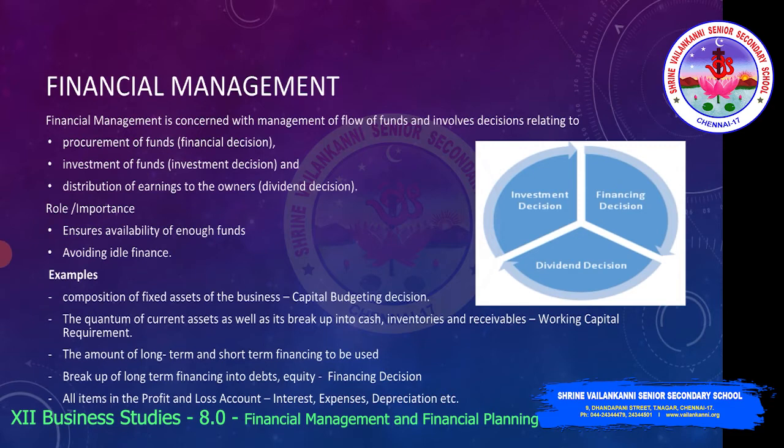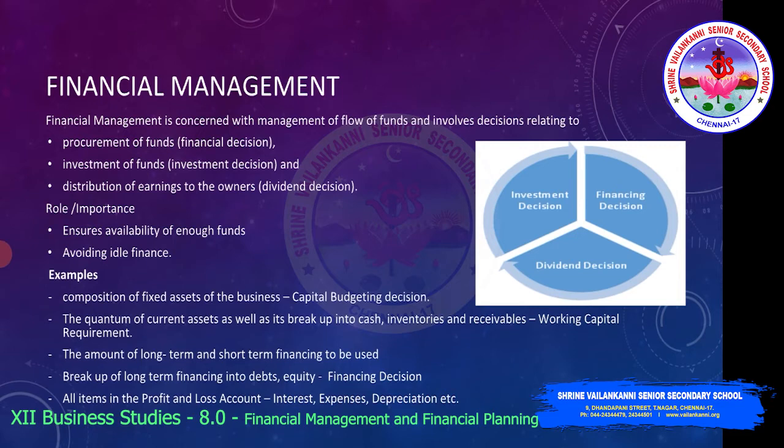So financial management is concerned with these three decisions. One is the investment decision, financing decision, and dividend decision. How to actually procure funds will be discussed under the financing decision. How to actually invest the funds profitably will be discussed under investment decision, and how to distribute the earnings to the owners will be discussed in the dividend decision.